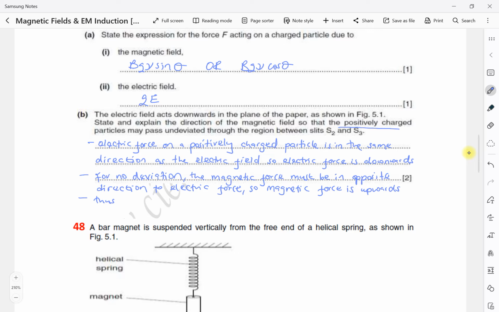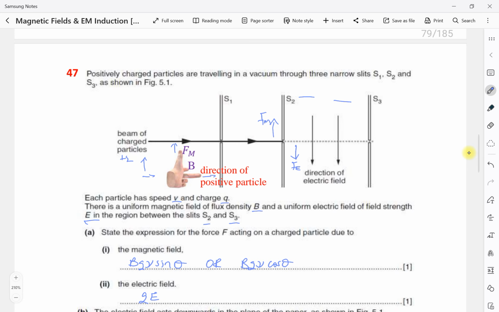Thus, by Fleming's left-hand rule, the magnetic field must be into the plane of the paper. So the magnetic field must be into the plane of the paper as illustrated with this diagram here.